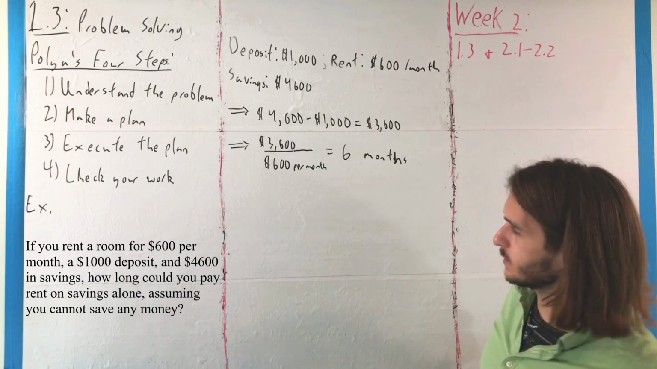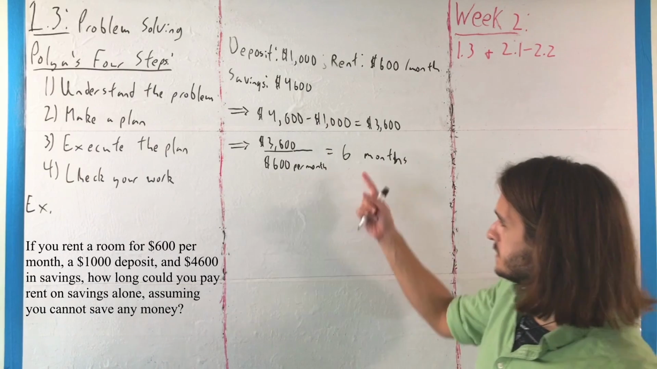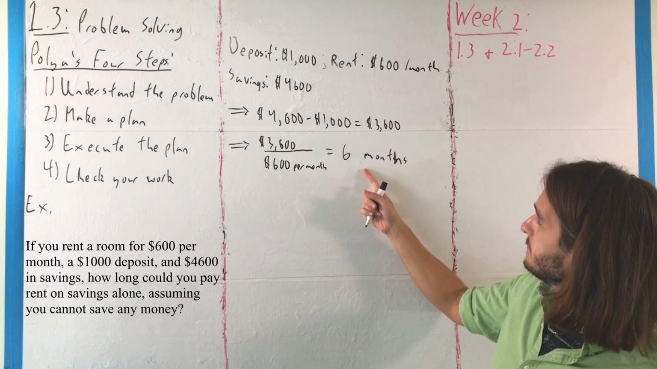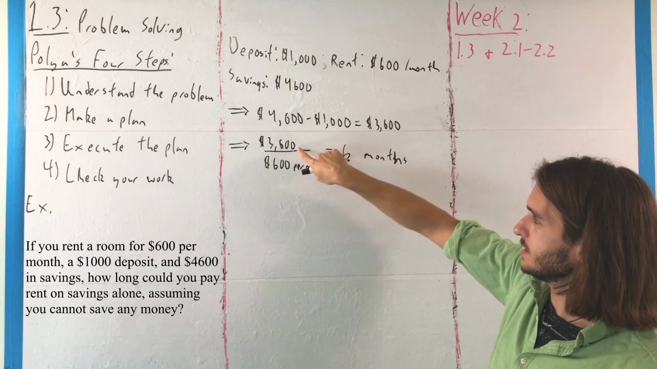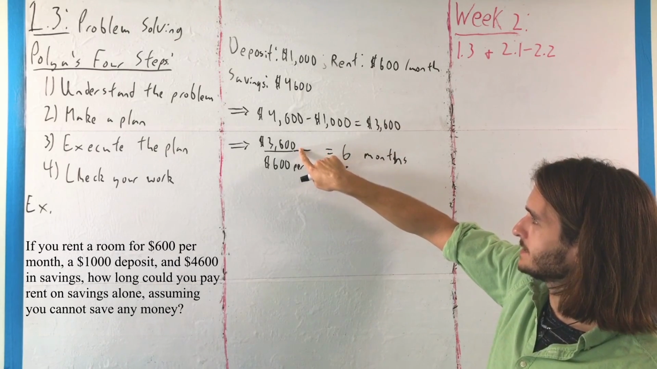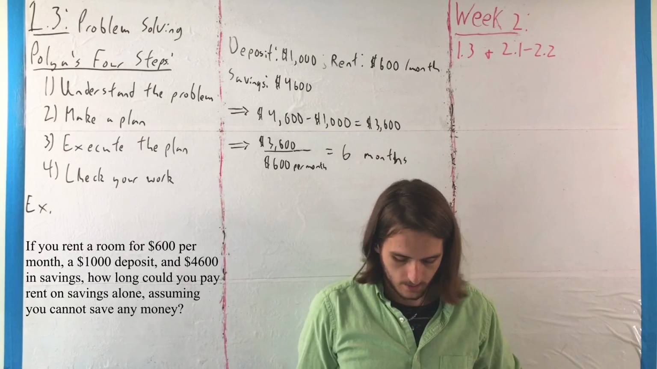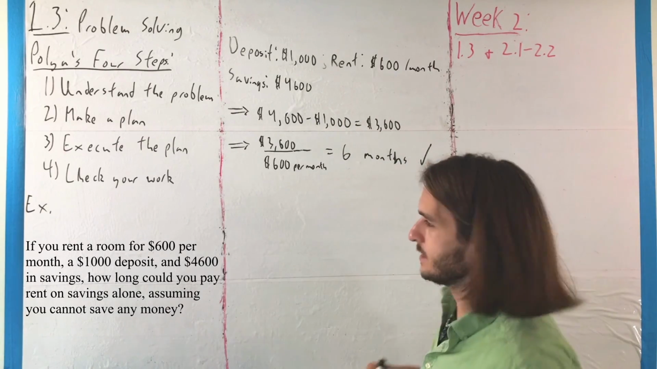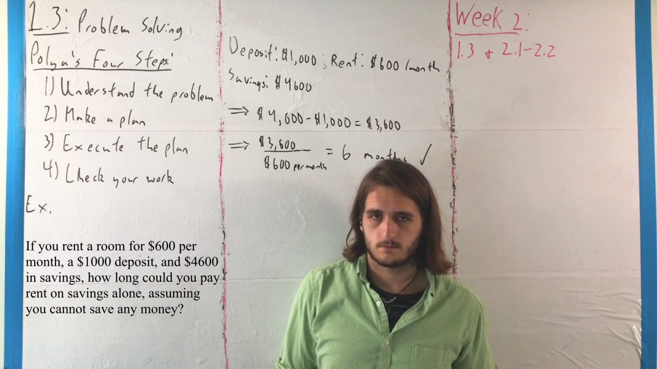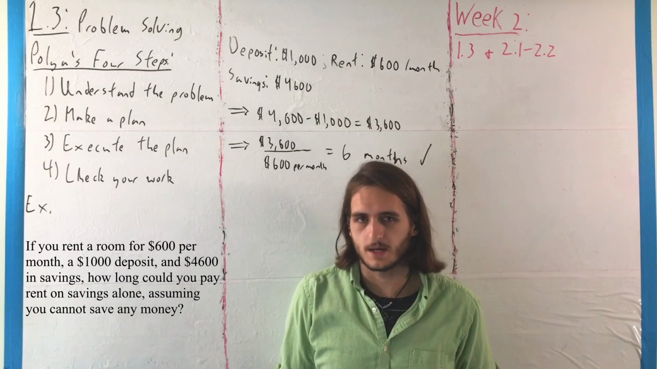And if you want to be sure that this works, you essentially just carry all these things out in reverse. You take this 6 months, multiply it by 600 per month, you get $3,600. Then you take the $3,600, add to that 1,000, you get your total in savings again. So you know that in this case, that answer is correct. I'll leave it to you to actually write that out, but that's the idea. It's pretty straightforward once you understand what it is you're doing.